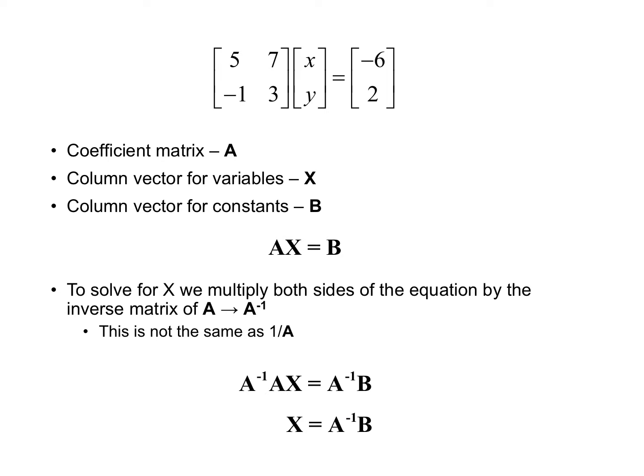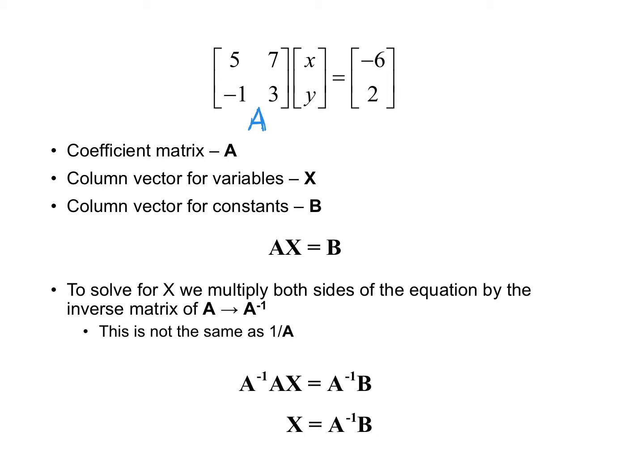With that system of equations in matrix form, we call the first matrix, the 5, 7, -1, 3, the coefficient matrix, because it represents the coefficients from our variables in our equations. We have 1 row for every equation and 1 column for every variable. So we label that with an A, and when we're dealing with matrices, we bold the variable. So that's our matrix A.